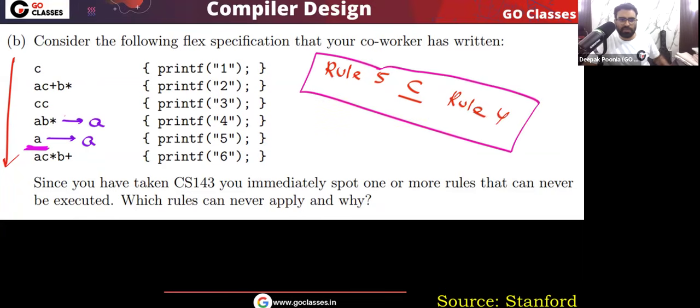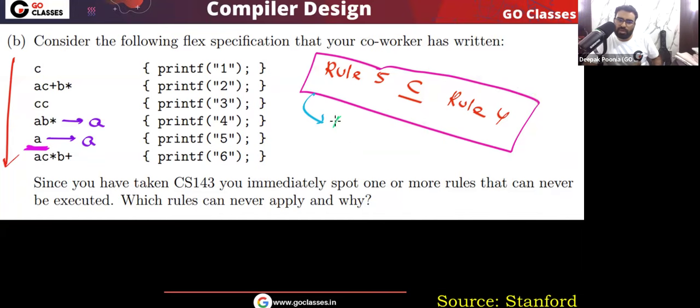And in the previous question, we have already seen when this type of situation happens, that rule 5 is a subset of rule 4. So this token 5 will never be generated. And I can say this rule 5 will never be executed because rule 4 has more priority than rule 5. So for any string, if rule 5 is matching, then rule 4 is also matching. So definitely because of priority, we will use rule 4.